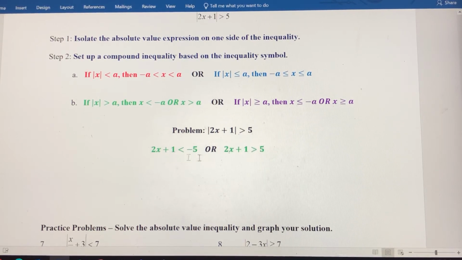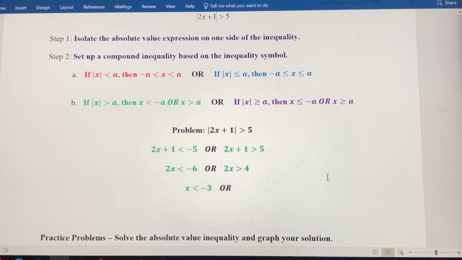I'm going to subtract 1 from both sides. Okay, so that gives me 2x is less than negative 6 on this part. Over here, I get 2x is greater than 4. And now I'm going to divide both sides by 2. So my solution set here is going to be x is less than negative 3 or x is greater than 2. All right, so that's the solution for this absolute value inequality.